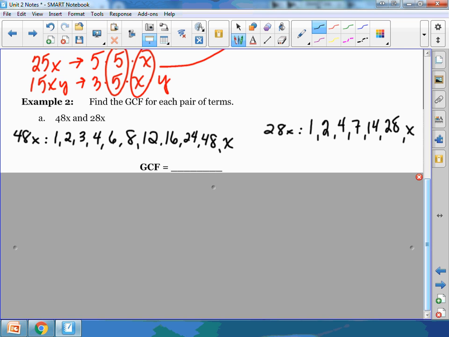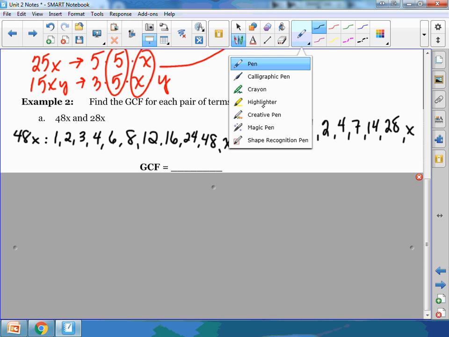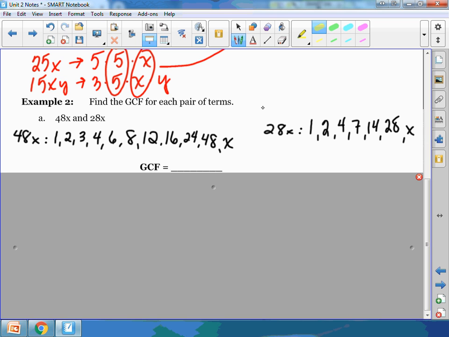All of the numbers that divide evenly into 28x. So scan those two lists. Tell me what you see as the greatest common factor between both. Nadia? Just 4. All those factors, 4 was the largest number that they shared. Okay? So our GCF on the line would be 4? 4x, right? They also share the x. So GCF, 4x. There you go.